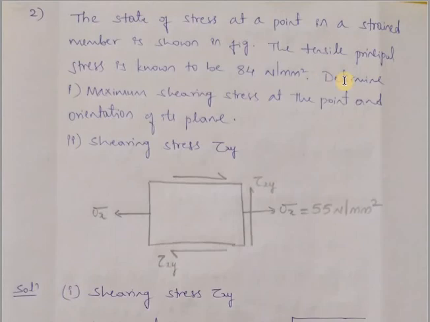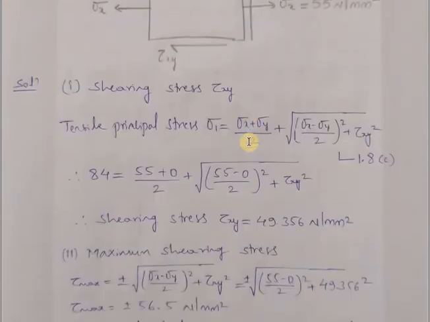Continuing the statement, determine the first one, maximum shear stress at the point and orientation of its plane. So we need to find the maximum shear stress and its orientation, and the second one is shearing stress acting on the element. Okay, so these are the data we need to find. So let us see with the solution.